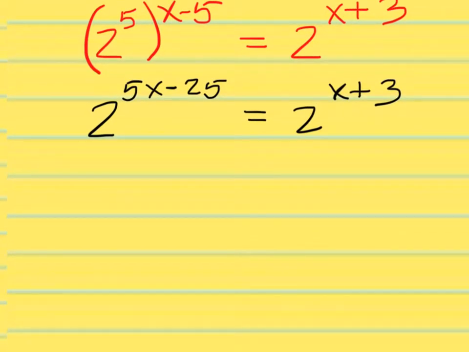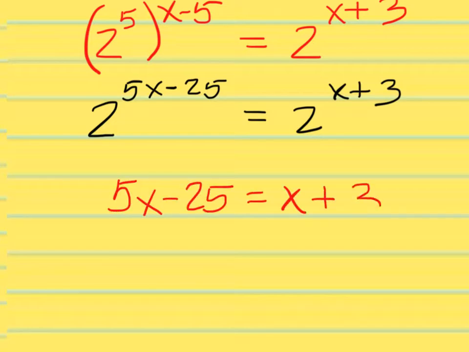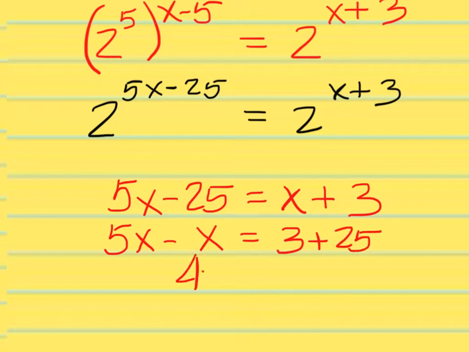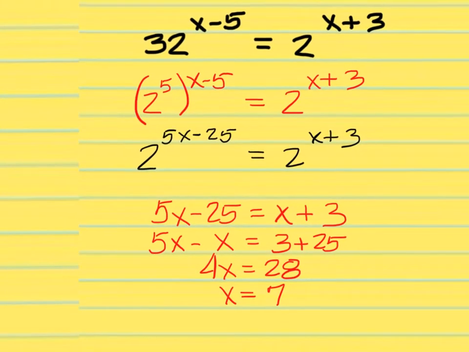Of course, once you have the same base, you can do 5x minus 25 equals x plus 3. And just solve this equation. 5x minus x, 3 plus 25. 4x equals 28, actually comes out even. You just end up with 7.